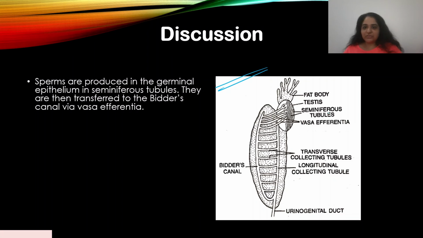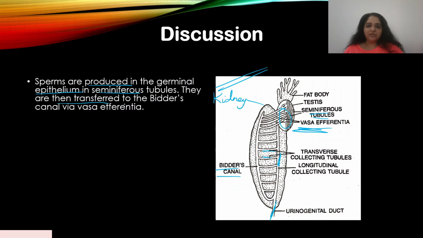Here you see the seminiferous tubules. Then you have vasa efferentia, and the vasa efferentia go into the Bidder's canal. Now Bidder's canal is present in the kidney. What you see here is the kidney of the frog. Then they go via the transverse collecting tubule and then into the longitudinal collecting tubule and then into the urinogenital duct. Sperms are produced by the germinal epithelium in seminiferous tubules.